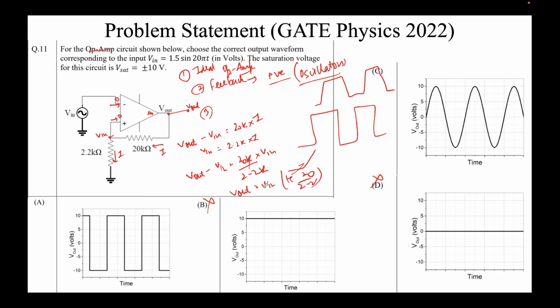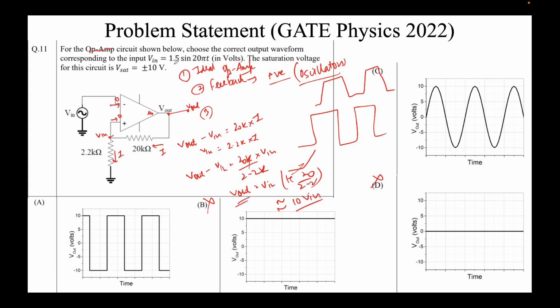Remember, these are in phase, so if V in is positive, V out will be positive, because we have a positive feedback. Oh wait, did I do something wrong? V out minus V in is 20k times I, and V in, yeah. So this will approximately be 9 plus 1, 10 times V in. Whatever the input is, the output will be 10 times.